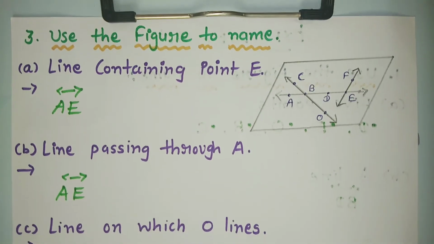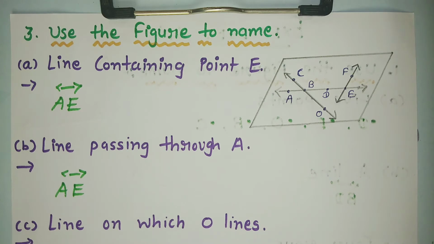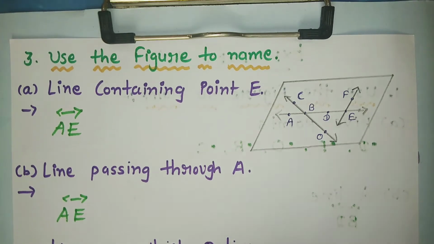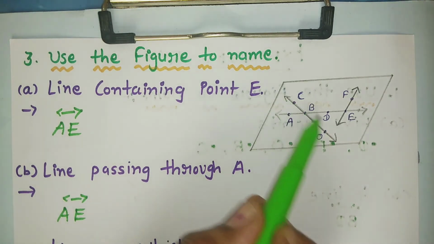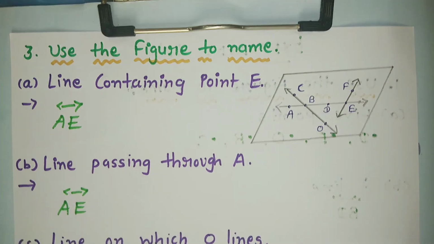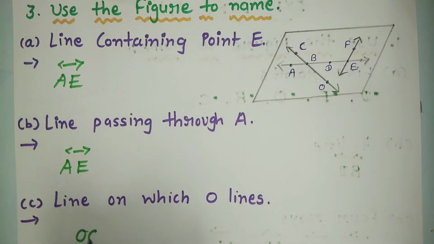Next, the line on which O lies. On which line does O lie? O lies on line CO, or I can write OC.